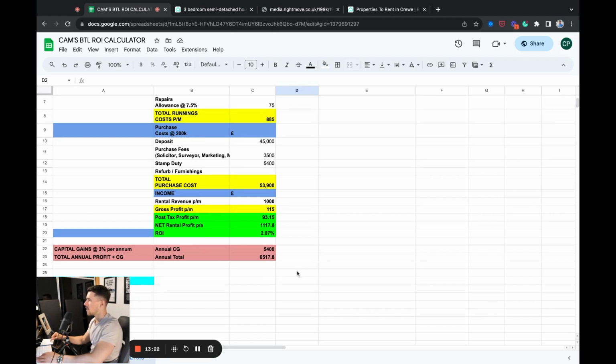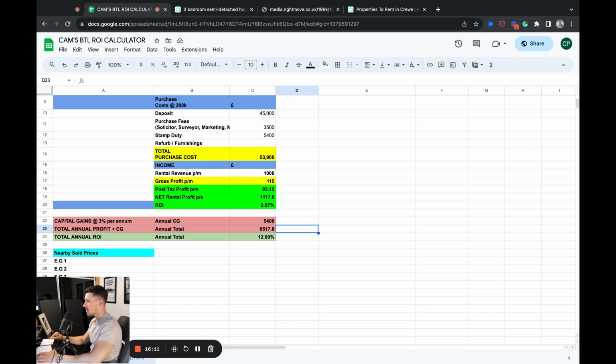If I add in the net rental profit and the capital gain that I'm likely to receive on that property, it is £6,517.80. I just jumped off there for a second because I wanted to add in another little row in this sheet, which is the total annual ROI, when we actually factor in the cash flow from that property every single year, in addition to the capital gain, the appreciation of that property, because that's going to give us a more accurate idea of how that property is performing.